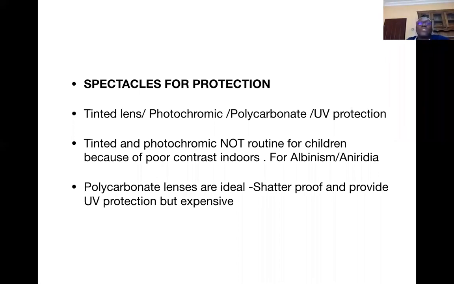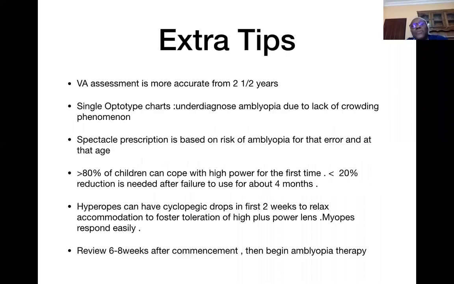So some extra tips on spectacle prescription. As we know, visual acuity assessment is not so accurate, but maybe by the time they're 2.5 years, you can get something that is close to accurate. And then if you give single optotype charts to children, those with amblyopia, because of the lack of the crowding phenomenon, you might miss them.